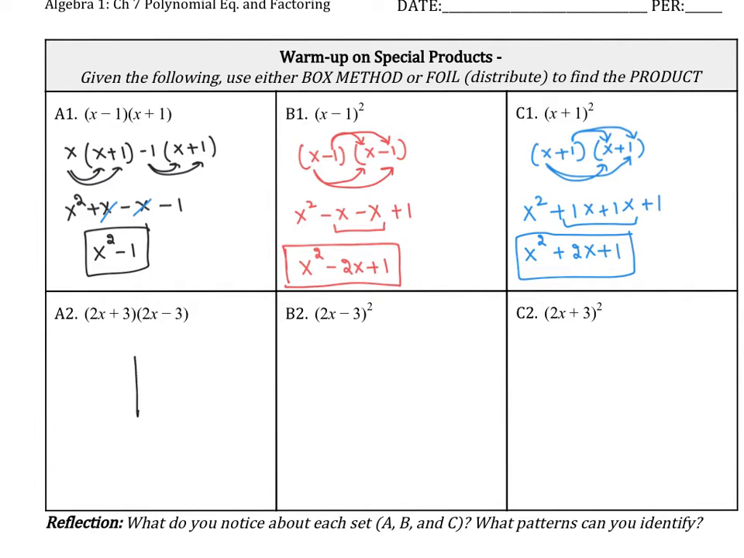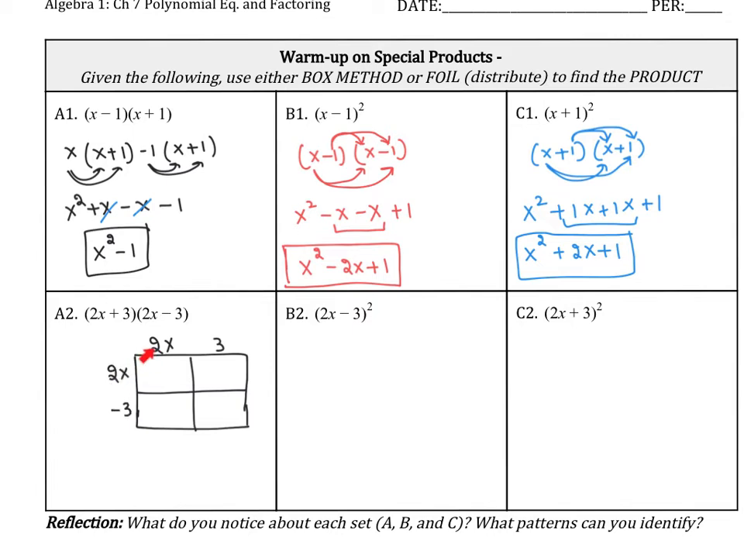Next, I'm going to use the box method, just for the sake of using it. I actually like the FOIL method, but to have practice on every method, I'm using the box method here. So 2x plus 3 on the top, and this one I'm going to write on the side here. So that's going to be 2x minus 3.